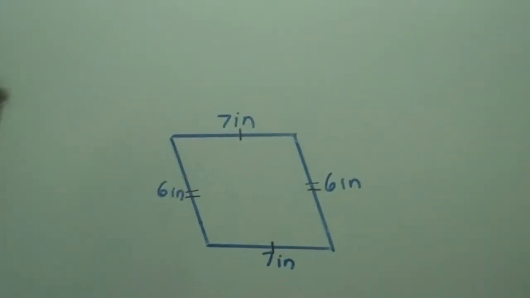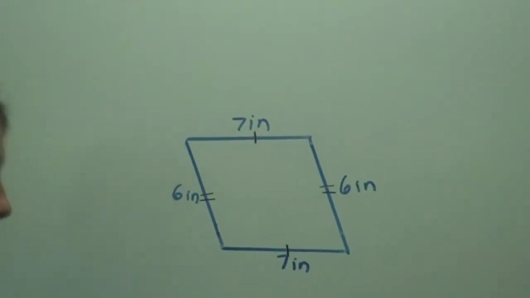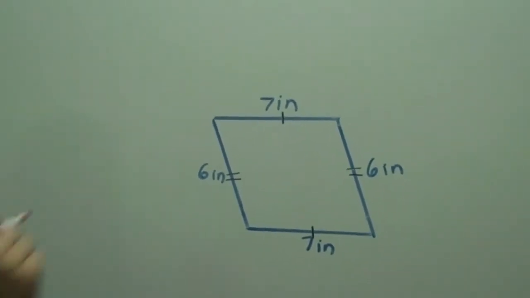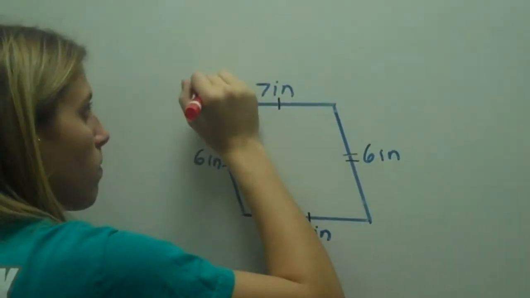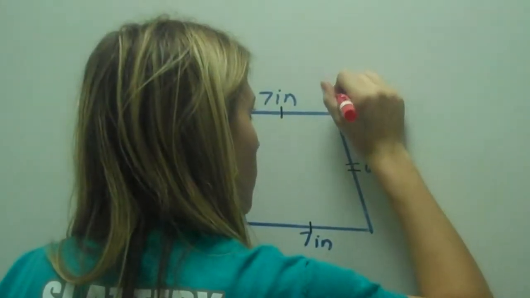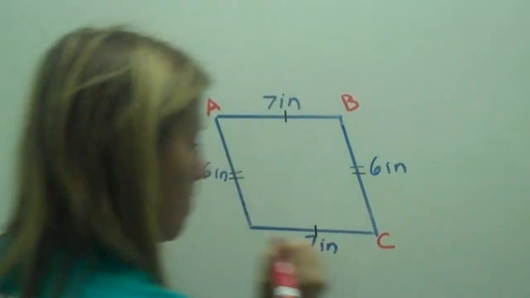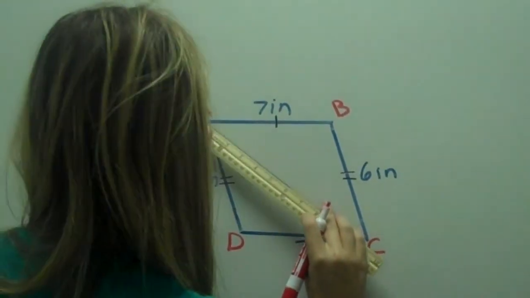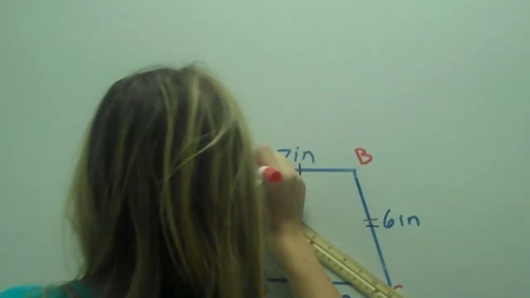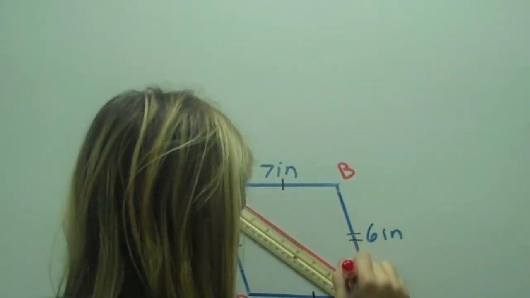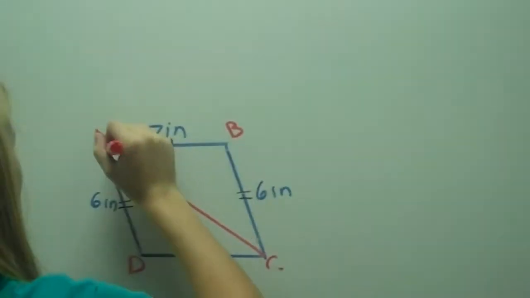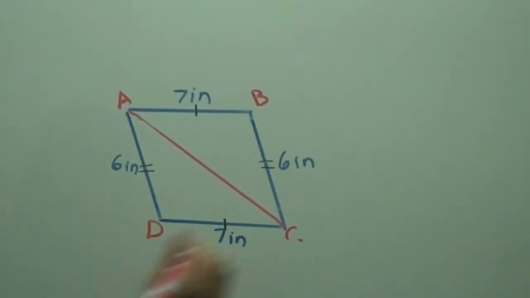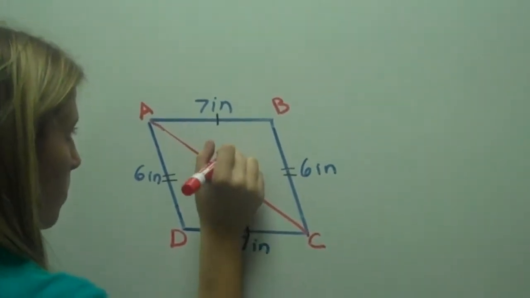Now we need to find out if the diagonal line splits it into two congruent triangles. First, we should label the points point A, point B, point C, and point D, and then draw a diagonal line going from point A to point C. After measuring the diagonal line, we found that it was 10 inches long.